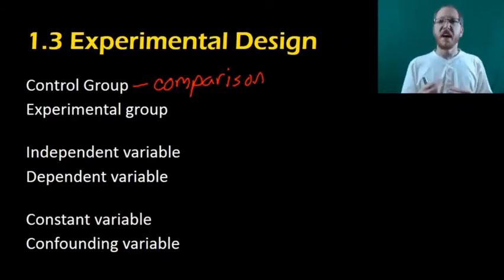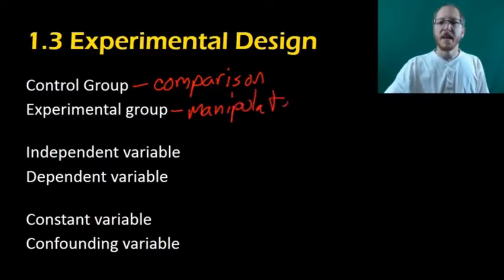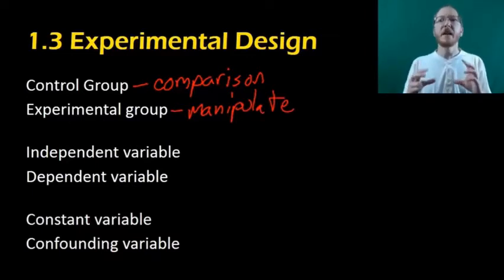So for instance, if I think coffee stunts your growth, makes you shorter, I need to know how tall people are on average that don't drink coffee. So that way I can have an experimental group, the ones that you manipulate, where I might say, all right, I'm going to have a group that drinks 1 cup of coffee a day, maybe another group that drinks 2 cups of coffee a day, and I'm going to analyze their average height.